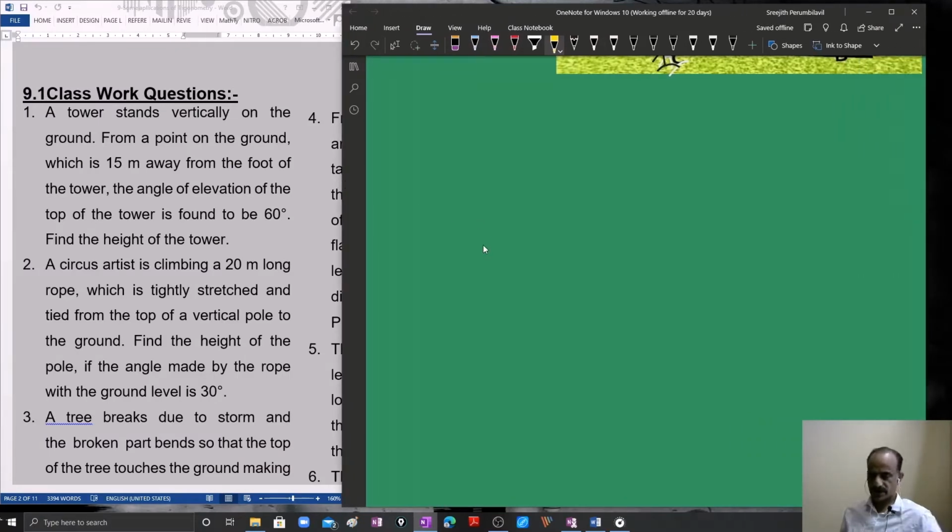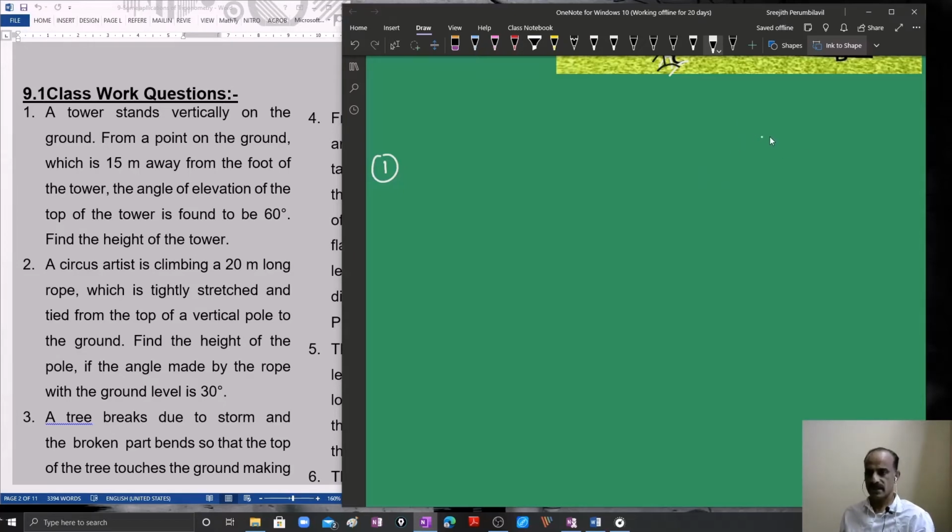First question. Let us come to the first question and see what's given there. Very simple question. A tower standing vertically on the ground. From a point on the ground which is 15 meters away from the foot of the tower, the angle of elevation of the tower is found to be 60 degrees. Find the height of the tower. When you get a question in application of trigonometry, draw a rough figure or a fair figure. Fair figure is important. If you can't draw a fair figure, go for a rough figure, then convert it into a fair one.